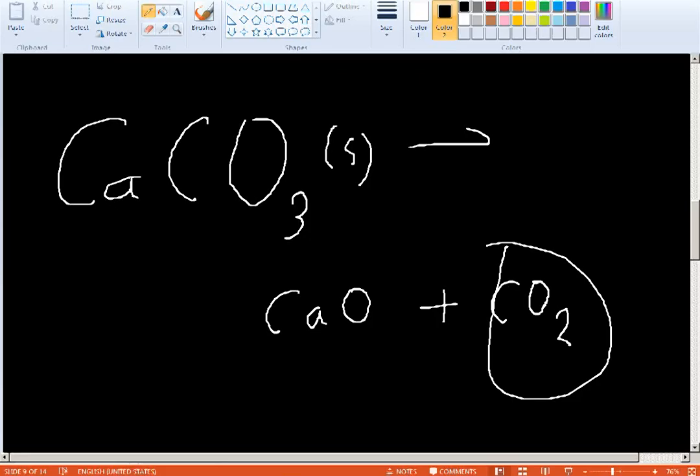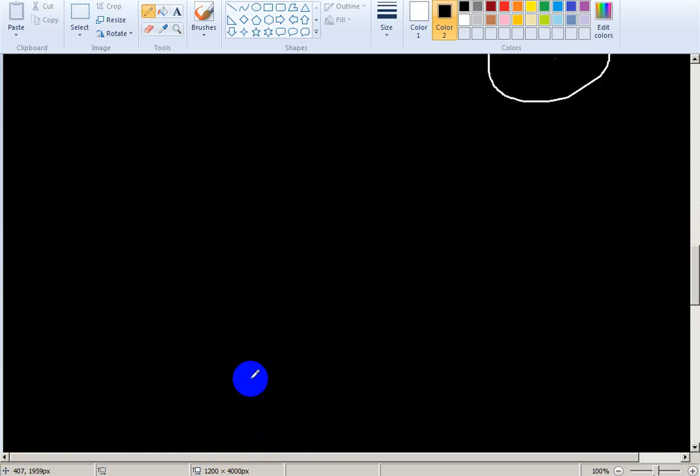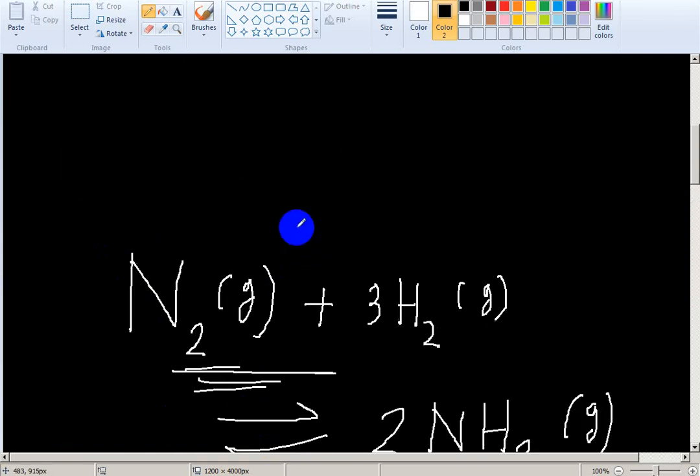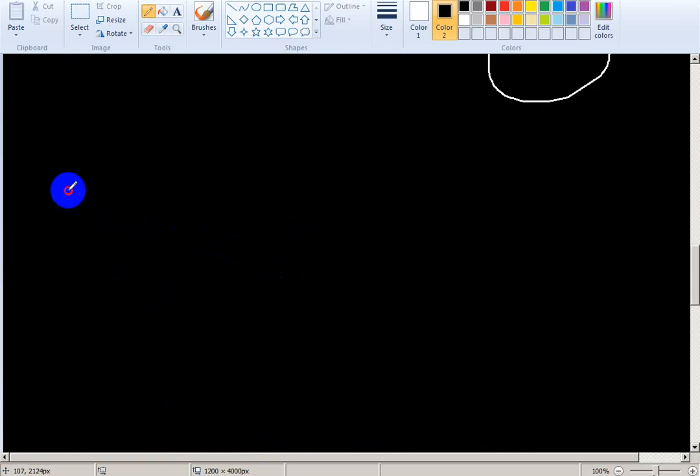Like this reaction is at equilibrium, like this reaction. Hydrogen gas.